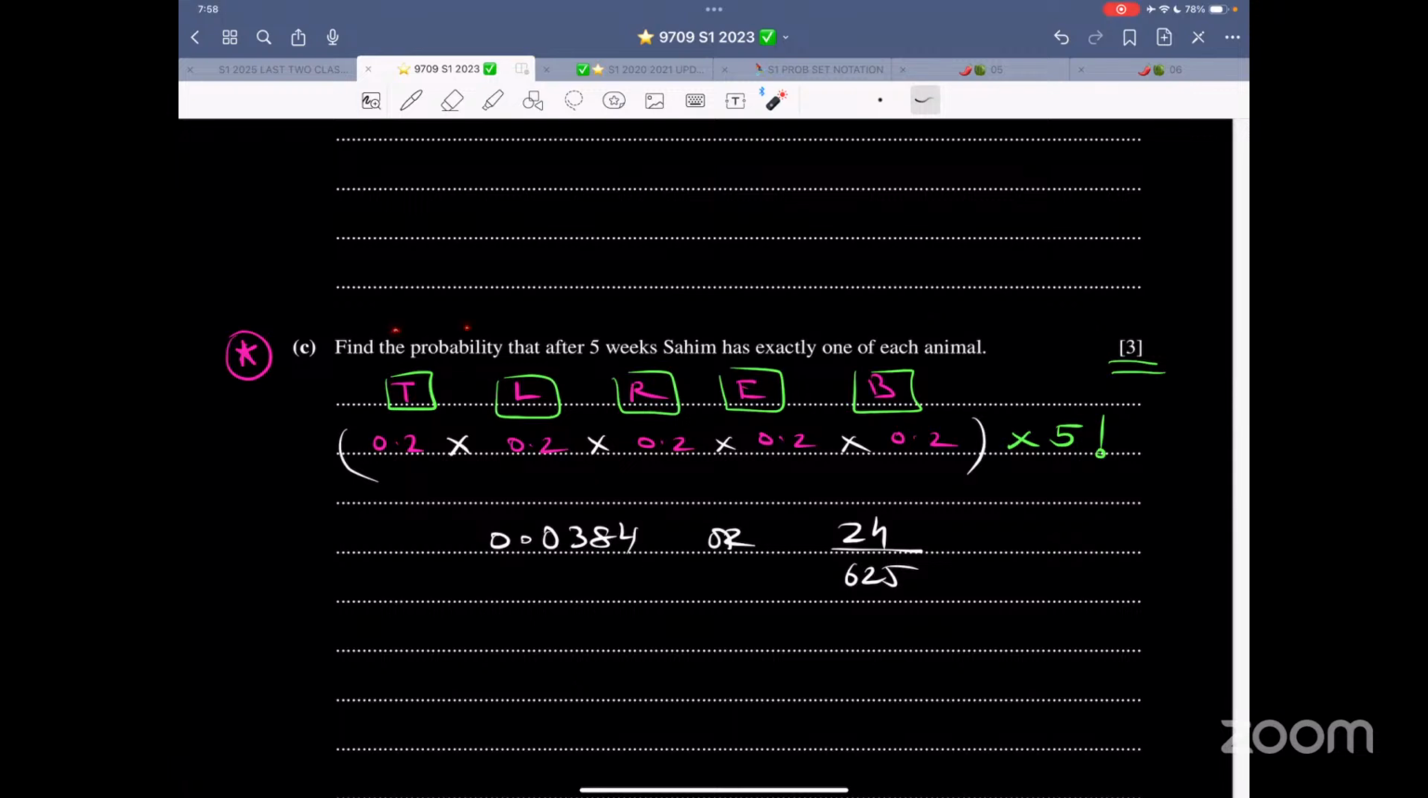So find the probability that after 5 weeks Sahim has exactly one of each animal. So now after 5 weeks, it's just about 5 weeks. So maybe the first week, for example, the person gets the tiger, the leopard, the rhino, the elephant, the buffalo, once every week, and 5 factorial. Because it's not necessary that the tiger comes in the first week. It could be first, second, third, fourth, fifth. The order could change. In how many ways could the order change? 5 factorial. And again, fractions are supreme. Otherwise, you can leave the answer in decimals also.